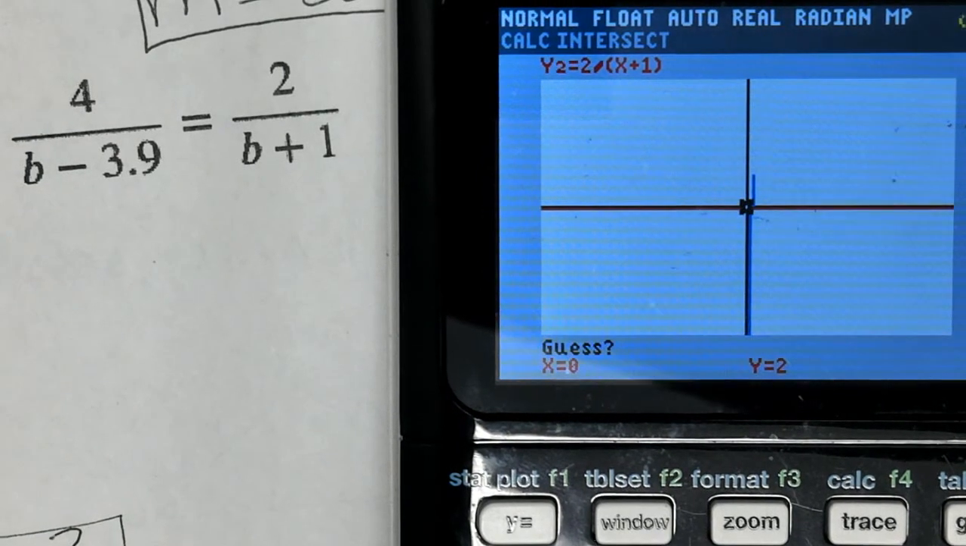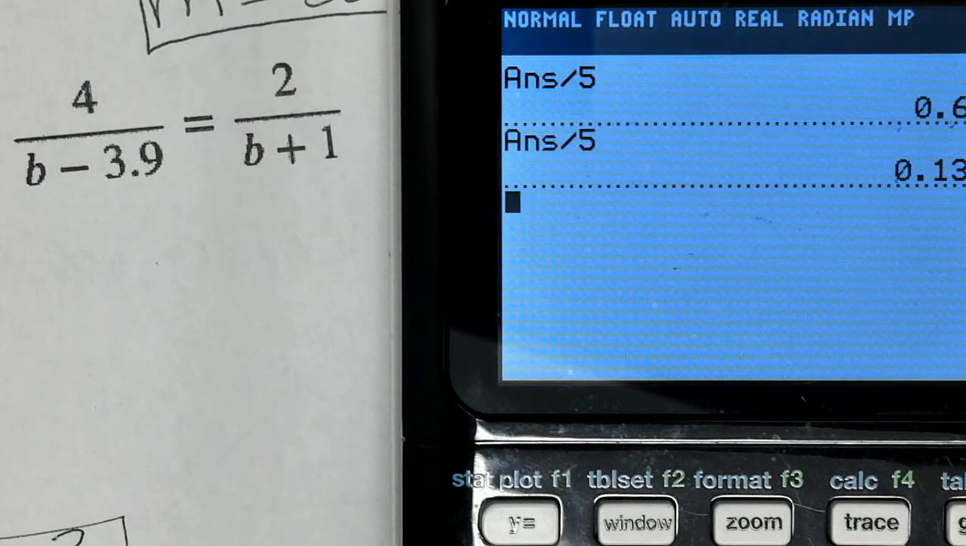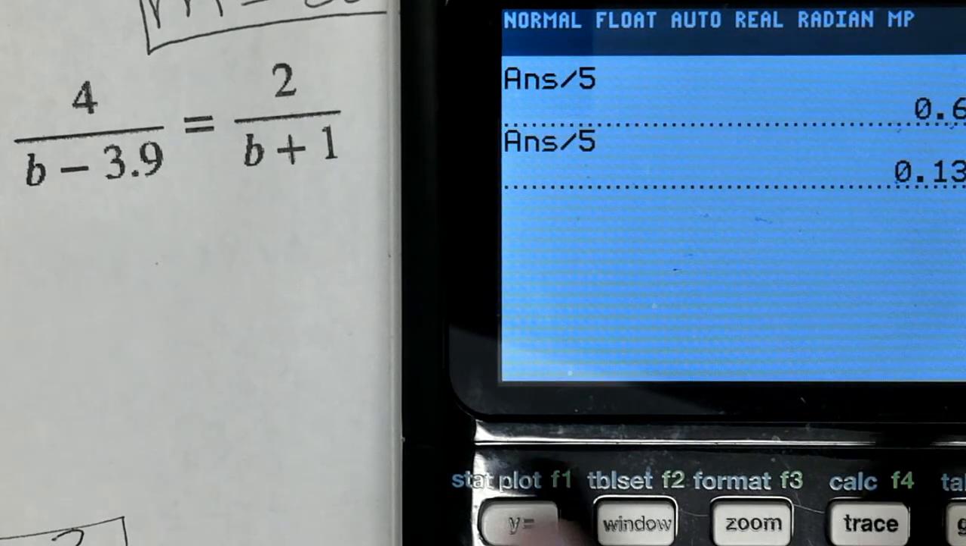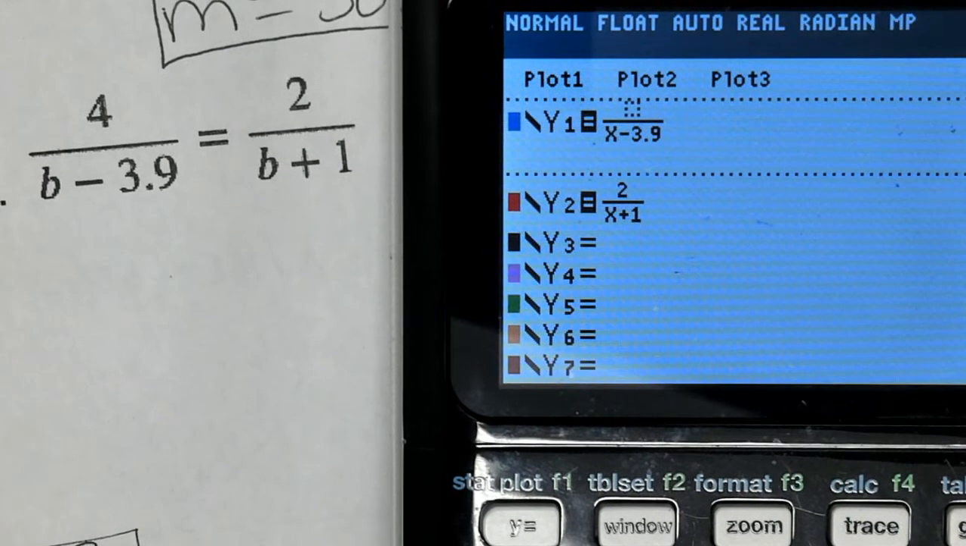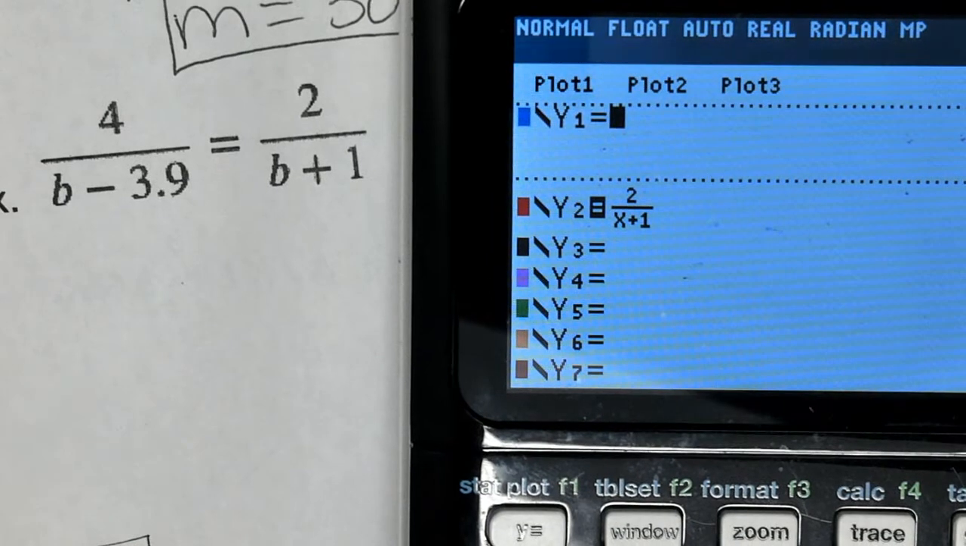Enter, enter, enter. What did it just do? Maybe we have to put the things in parentheses. I put my parentheses in there. Well, let's go check it out.